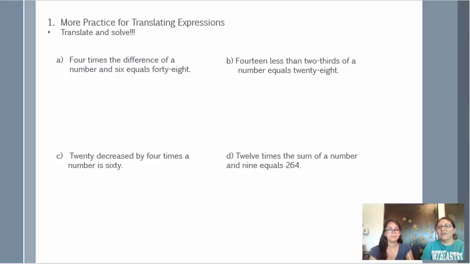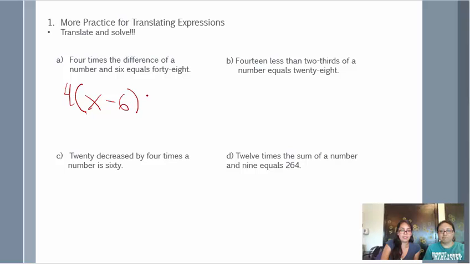Okay, we'll start with practicing translating expressions. So Myra, you want to start with the first two? Sure. So A says, click on the pen. 4 times the difference of a number and 6 equals 48. So since we have 4 times, 4 times means multiply. The difference of a number, let's say that number is x, and 6, because it says difference, equals 48.